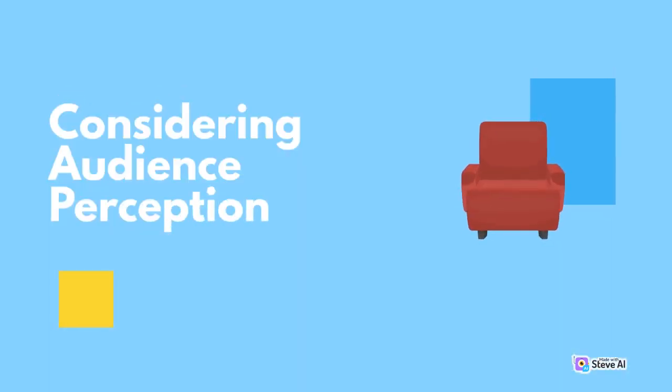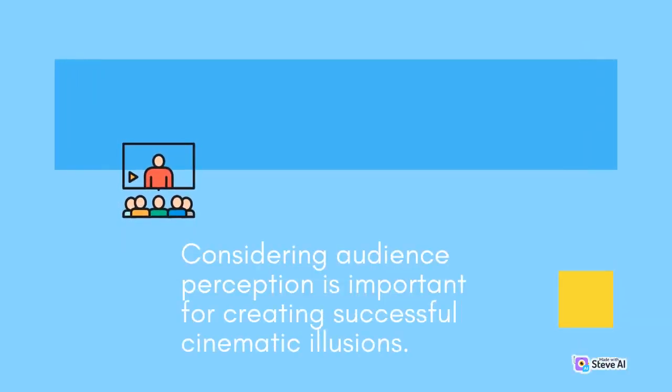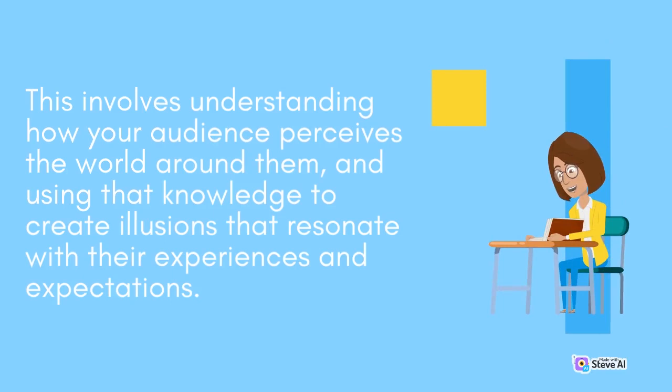Considering audience perception. Considering audience perception is important for creating successful cinematic illusions. This involves understanding how your audience perceives the world around them, and using that knowledge to create illusions that resonate with their experiences and expectations.